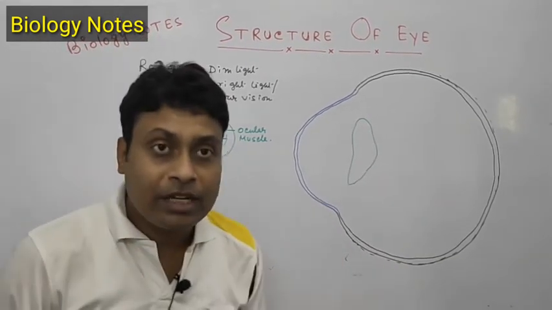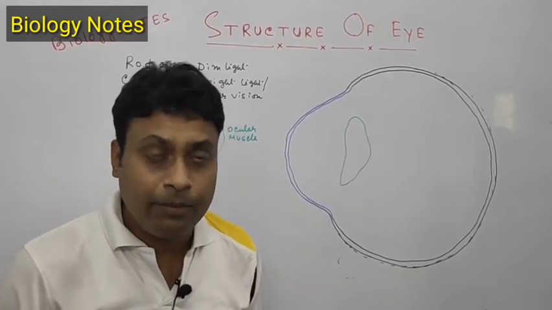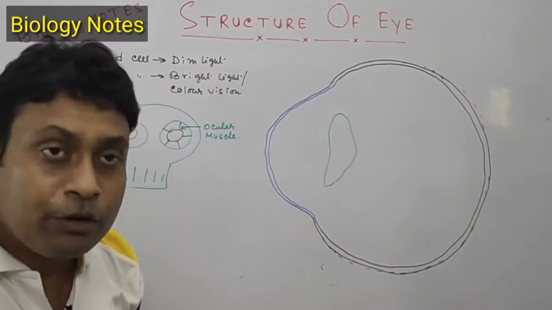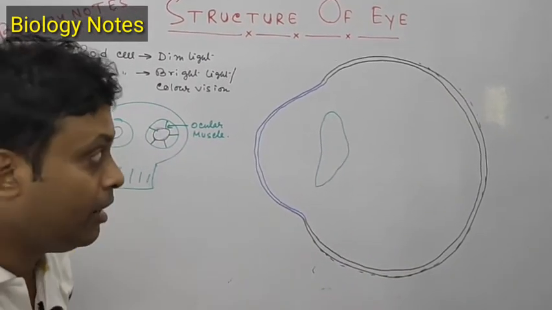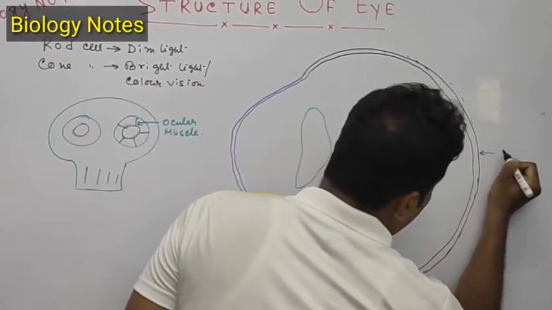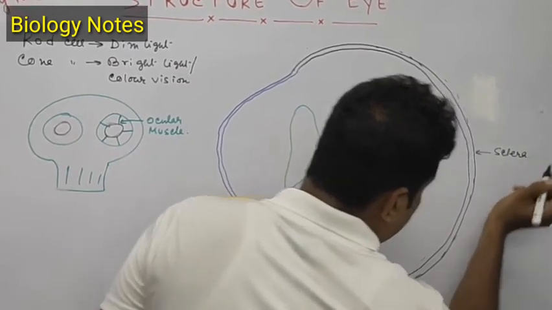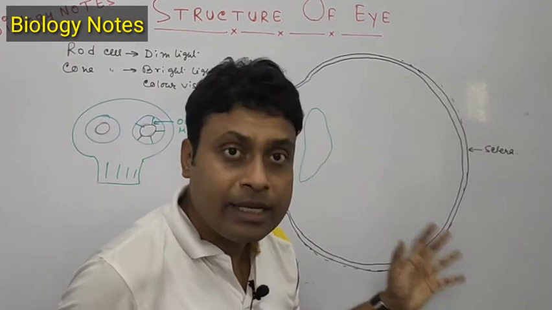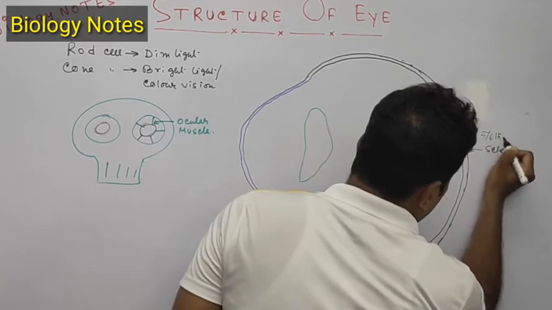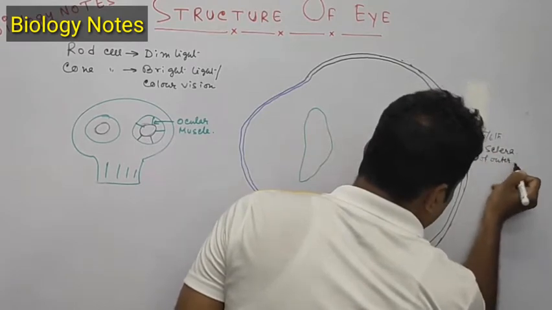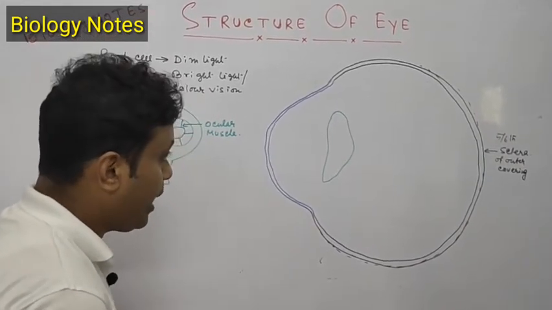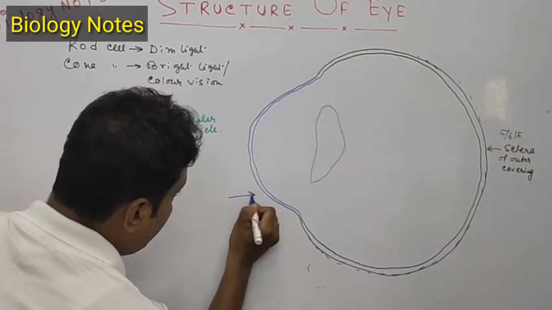Since this is a ball-like structure, the covering of the eye is very important. The outermost covering of the eye is a fibrous covering which does not contain any blood vessels or nerves, and this outermost covering is known as the sclera. Actually, the sclera constitutes 5/6 of the outer covering, and in front of the sclera there is another fibrous covering, which is known as the cornea.